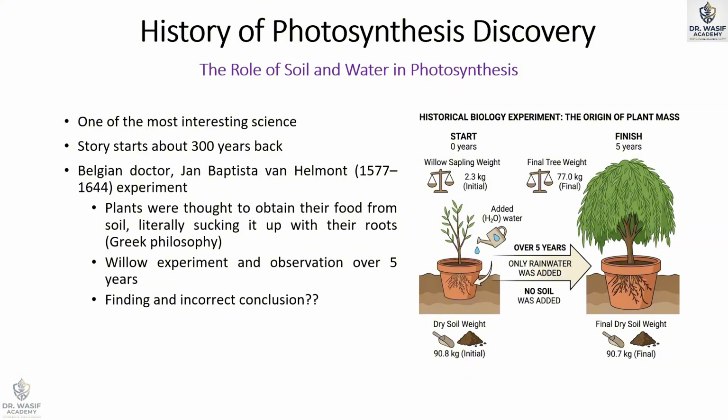But a Belgian doctor named Jan Baptista van Helmont decided to put this to the test with a famous experiment which involved a willow tree. Van Helmont took a large pot and filled it with exactly 90.8 kg of dry soil. He then planted a small willow seedling, weighing only 2.3 kg. He grew it for 5 years, and for these 5 years, he irrigated that plant with only rainwater.